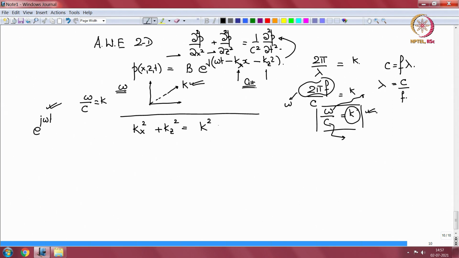Now I said this k is known to me. Why? Because omega is known to me and the speed of sound in air is known to me. But kx and kz are not known to me, so they have to be fixed. How do we fix that? Kx is the x direction wave number, that means the variations in the x direction, and kz is the wave number that describes the variation in the z direction.